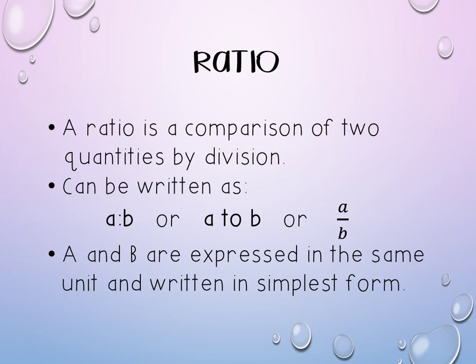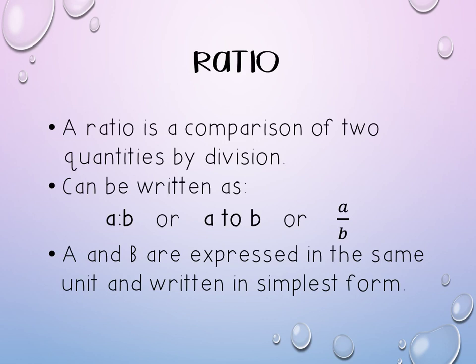So we start with what's a ratio. A ratio is a comparison of two quantities by division. So one over the other, or one to the other with the word "to" between it, or A with the colon between it, B. So there's three ways to write the ratio of A to B, and those are them.